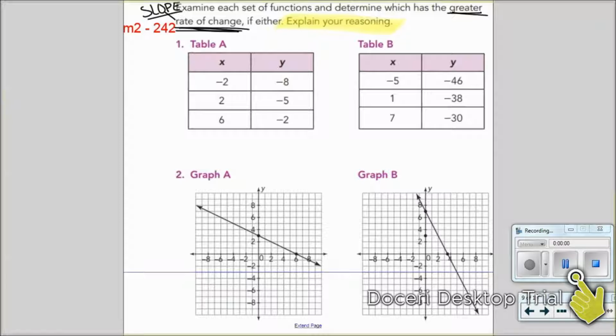All right, so let's look at this. In question 1, we have table A and table B. We have to find the slope or the rate of change for each table and then compare it. Now remember, when we're finding the rate of change for a table, we're really just finding the pattern or the difference on each side. So if we look at the x's, we're looking for the pattern or the difference from -2 to +2 and +2 to 6. On the y's, we have -8 to -5 and -5 to -2.